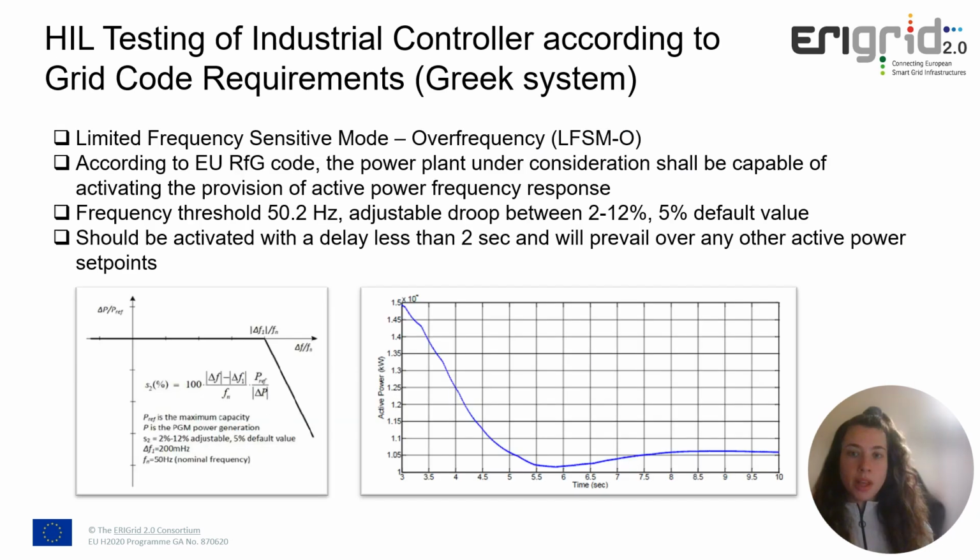This is the testing that was done for testing the controller in limited frequency sensitivity mode for overfrequency. According to the EU code, the power plant under consideration shall be capable of activating the provision of active power frequency response. So the frequency threshold is 50.2 Hz, and the droop is adjustable between 2 to 12% with a 5% default value. So the power controller should reduce the active power provision of the power plant with a delay of less than 2 seconds and should prevail over any other active power set points.